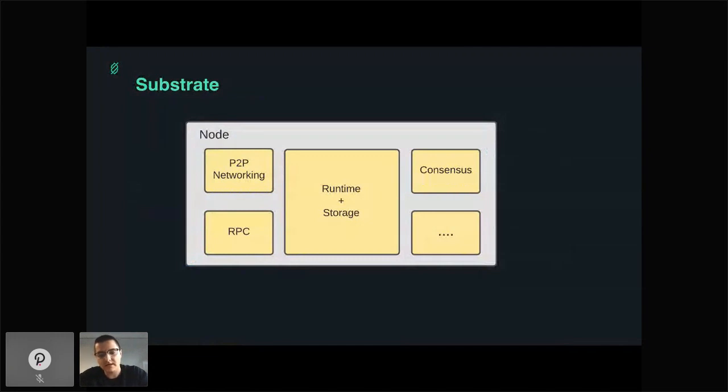The node handles the peer-to-peer networking, the RPC interface, the biggest chunk of the consensus logic, and provides the WASM execution environment for the runtime, along with the storage. The runtime, on the other hand, is responsible for our blockchain business logic, which includes the block production, finalization, applying extrinsics, manipulating storage, etc.